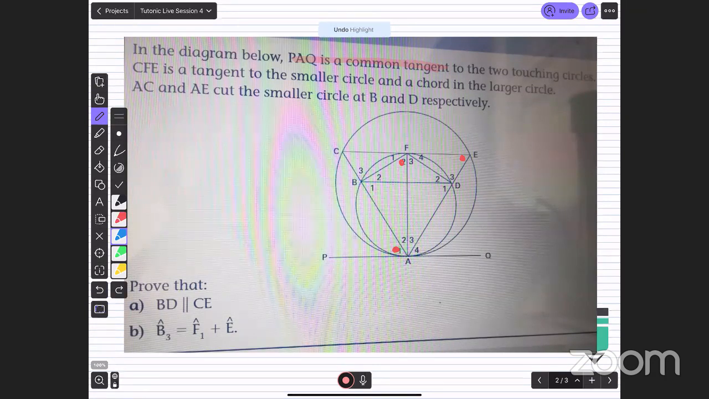So we can say A4. What is A4 going to be equal to? Angle F3. F3 and what else? C. And C and what else? There's one more.